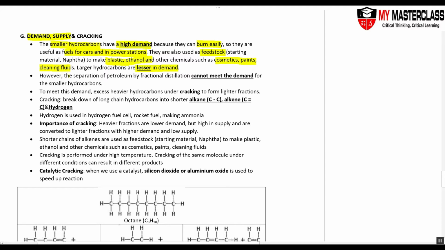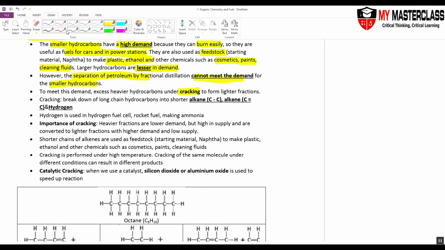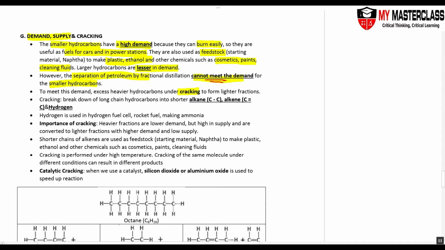Okay, so fractional distillation cannot meet the demand for the smaller hydrocarbons. To meet this demand, excess heavier hydrocarbons undergo cracking to form lighter fractions. Okay, so when you dig out the petroleum and the fossil fuel from the soil, because it is a mixture, all the fractions, the light ones as well as the heavy ones, will be distilled out. There's no segregation. So when we do distillation, yes, we have the light ones, but these smaller and lighter ones cannot meet the demand.